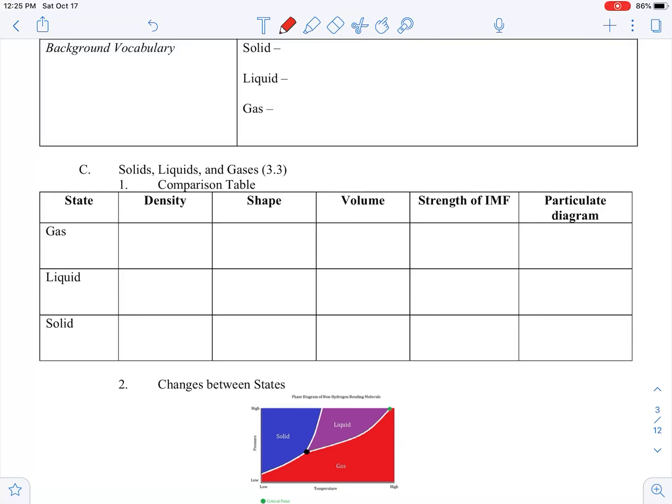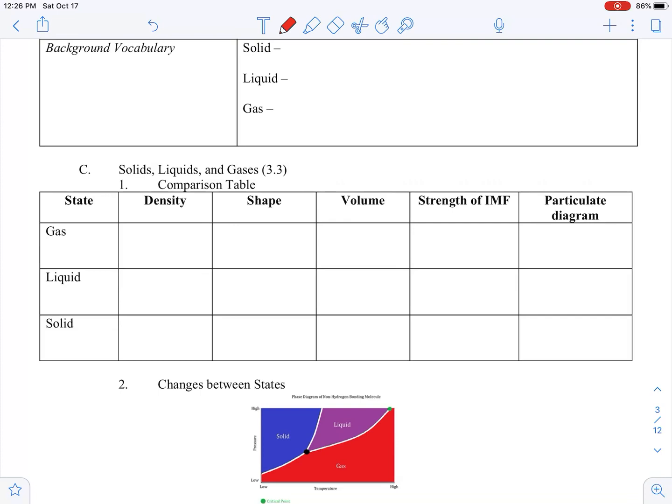This section, 3.3, is actually just a review of hopefully something that we already know, so hopefully we can knock this out pretty quickly. What we're talking about here is solids, liquids, and gases. Let's get started. We've got this little table we're going to fill out. Let's start with gases and we'll work all the way across.